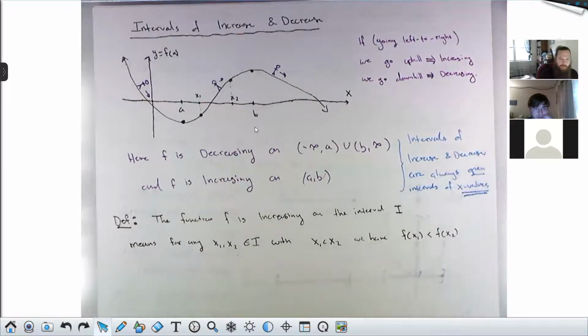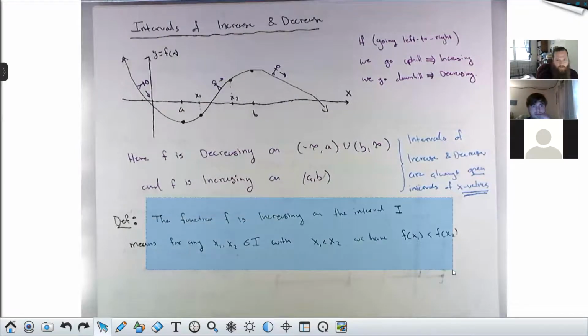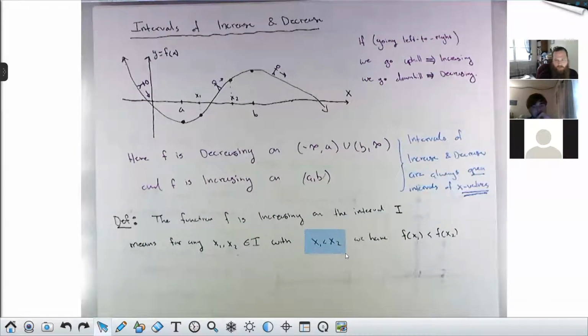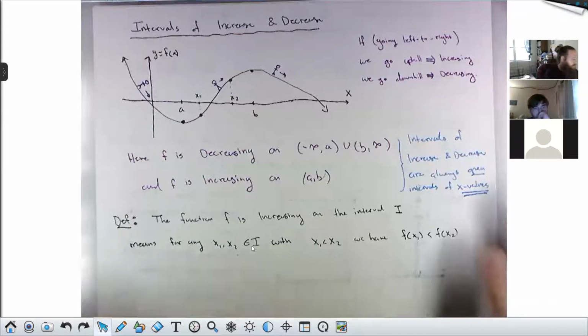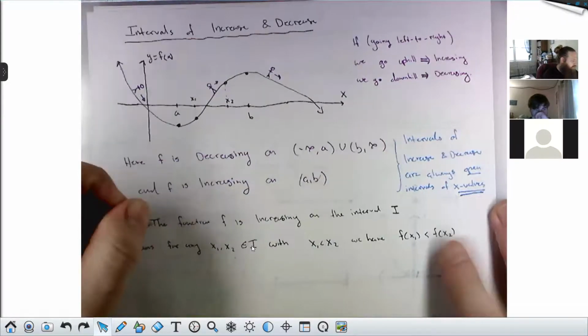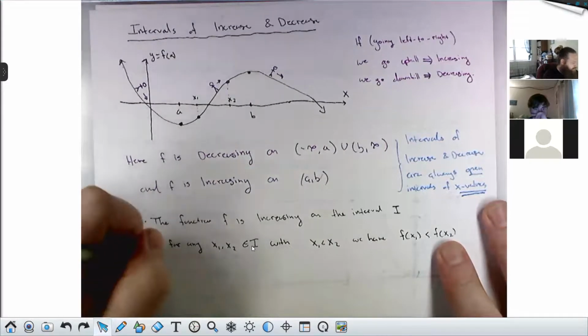So this is just the technical way of saying the same thing, right? As you walk from left to right, as you look at bigger x values, the y values should get bigger as well. And then if you flip the inequality, the second inequality over, you get the definition of decreasing.